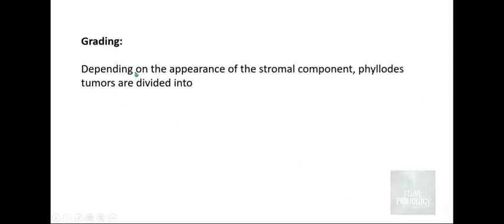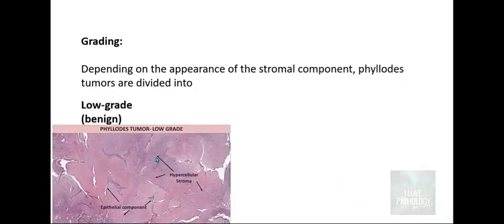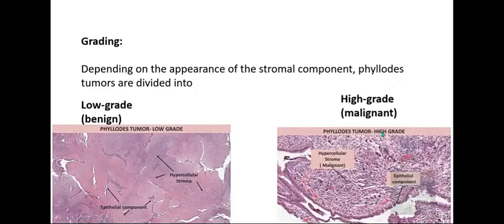Okay, and how do you grade Phyllodes tumor? Depending on the appearance of the stromal component, Phyllodes tumors are divided into low grade or benign Phyllodes tumor and high grade, which is also referred to as a malignant Phyllodes tumor, where the stromal component is malignant, showing high pleomorphism, mitotic activity, and all those things you find in high grade Phyllodes tumor. The tumors in between low grade and high grade are referred to as borderline Phyllodes tumor.